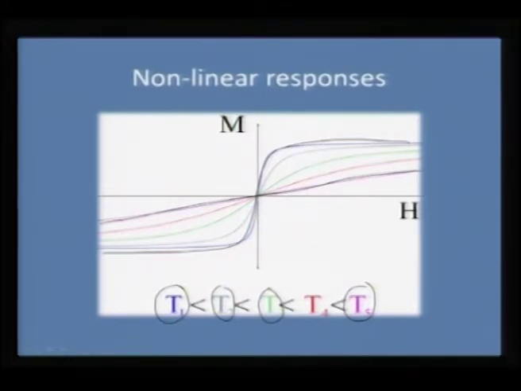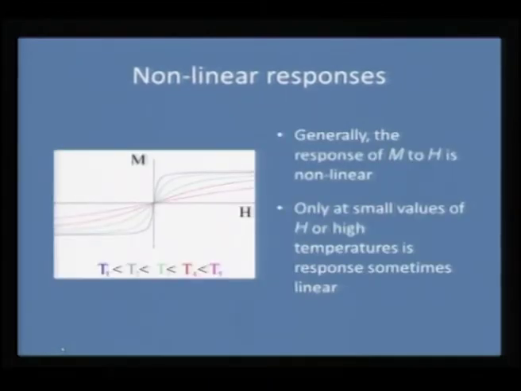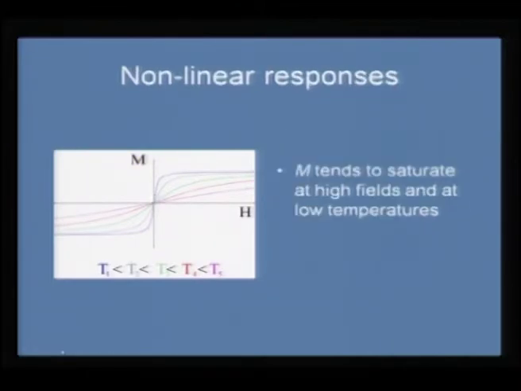So, we can say that m versus h behavior is usually non-linear, and only at small values of h they are usually linear, where you can see at any point at low values of h they are linear, otherwise they are mostly non-linear. And m also intrinsically tends to saturate at high fields and at low temperature. As you would see here, at low temperature, that is T1, the saturation is at a much lower h, whereas in the case of high temperatures saturation takes a very large field.